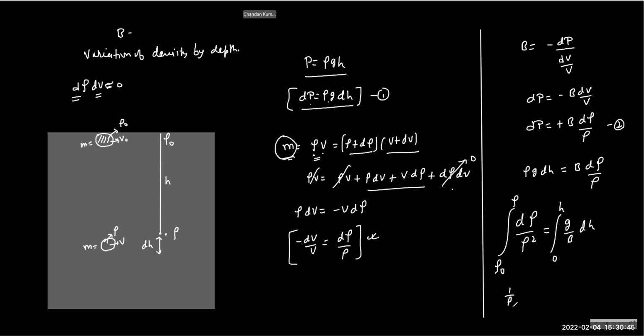Minus 1 by rho, so 1 by rho naught minus 1 by rho is gh by b, right? Yeah. So 1 by rho is how much? So yeah, this is correct. So you can take LCM.